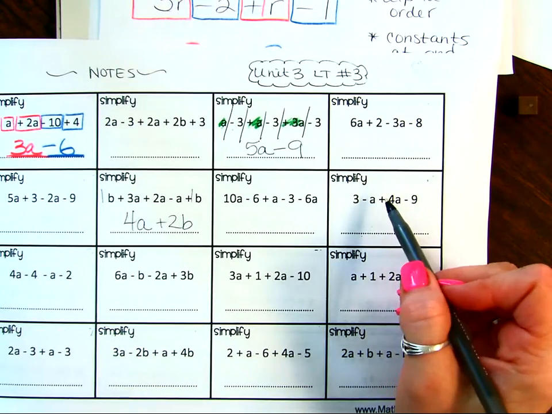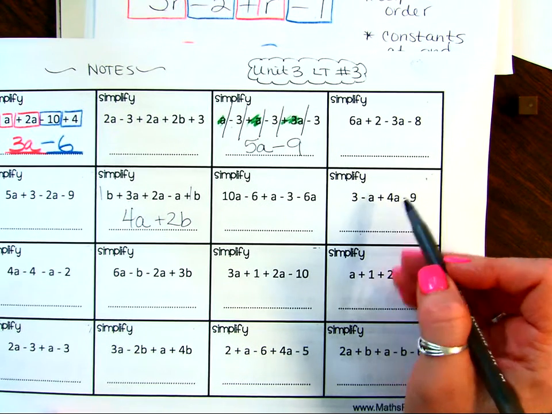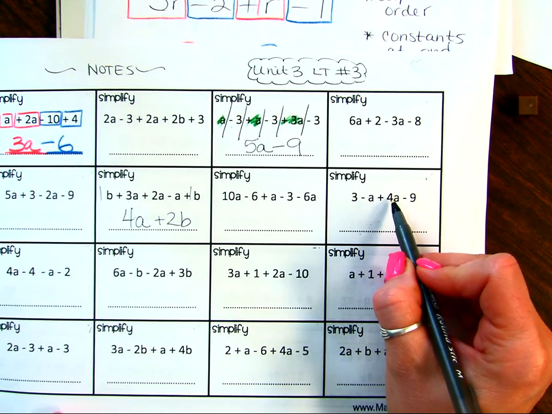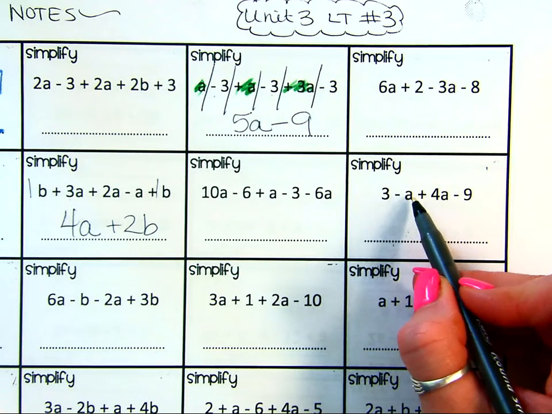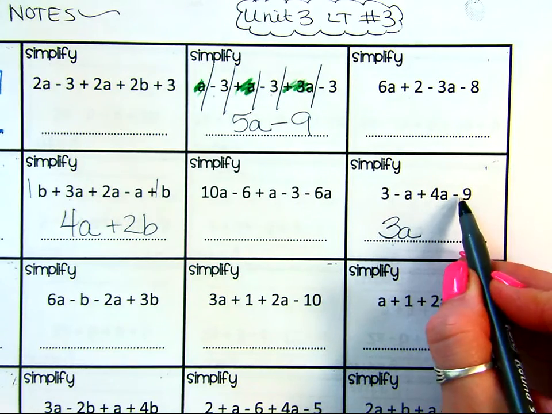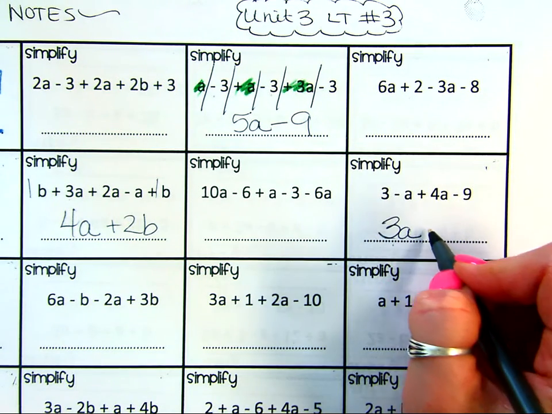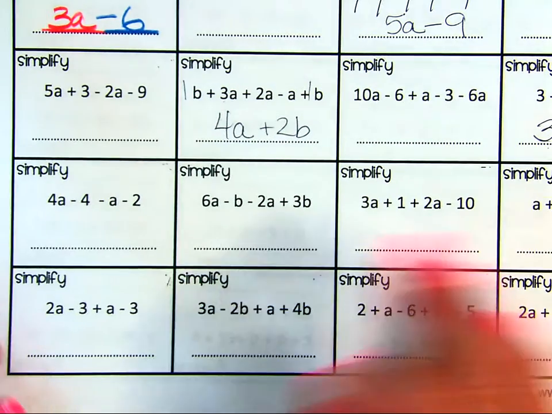Okay, let's see what you got. How many A's do you have? If you have 4, 3. Yep, 4 positives, but 1 negative gives you 3A. 9 negatives, 3 positives, negative 6. Awesome.